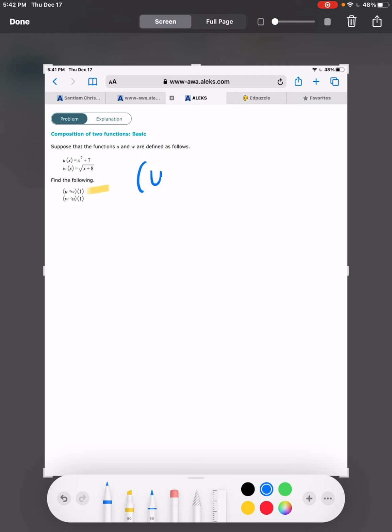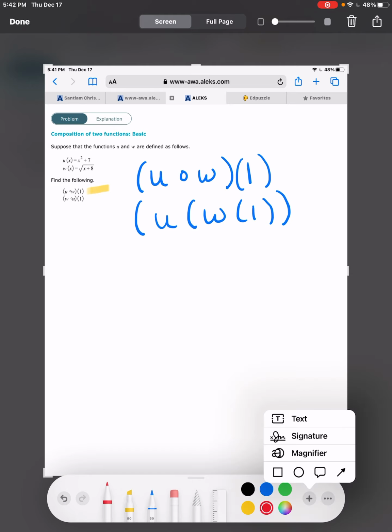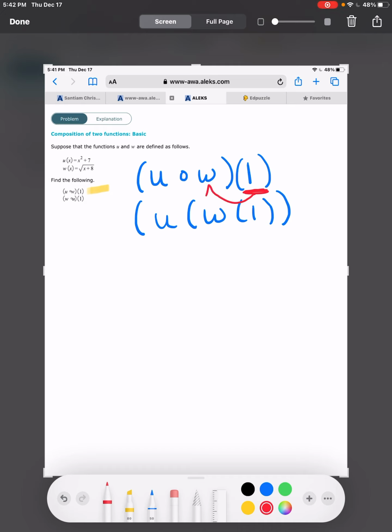The first thing we have here is u follows w of 1. Another way of writing this is u of w of 1. It means the same thing. Both of those are the same thing. And what we're going to do is work backwards to front, inside to out. So we're going to start with the 1, and we're going to plug it into the w.